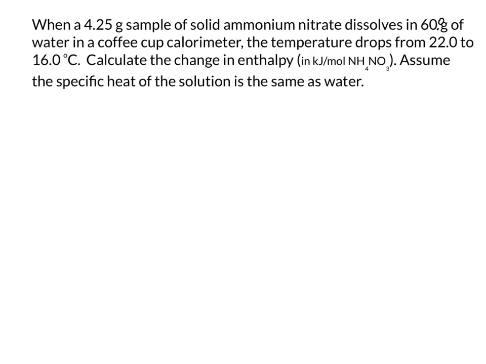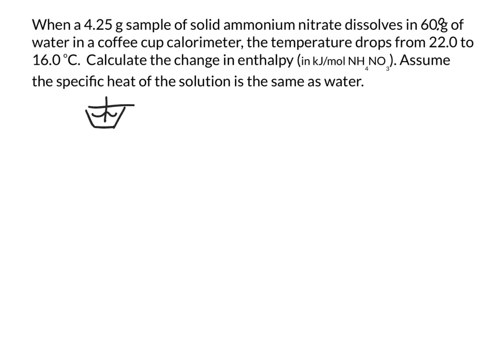So they've told us that we have a 4.25 gram sample of solid ammonium nitrate that's dissolved into 60.0 grams of water in a coffee cup calorimeter. The temperature drops from 22 degrees C to 16 degrees C. They want us to calculate the enthalpy change in kilojoules per mole of ammonium nitrate for this process.